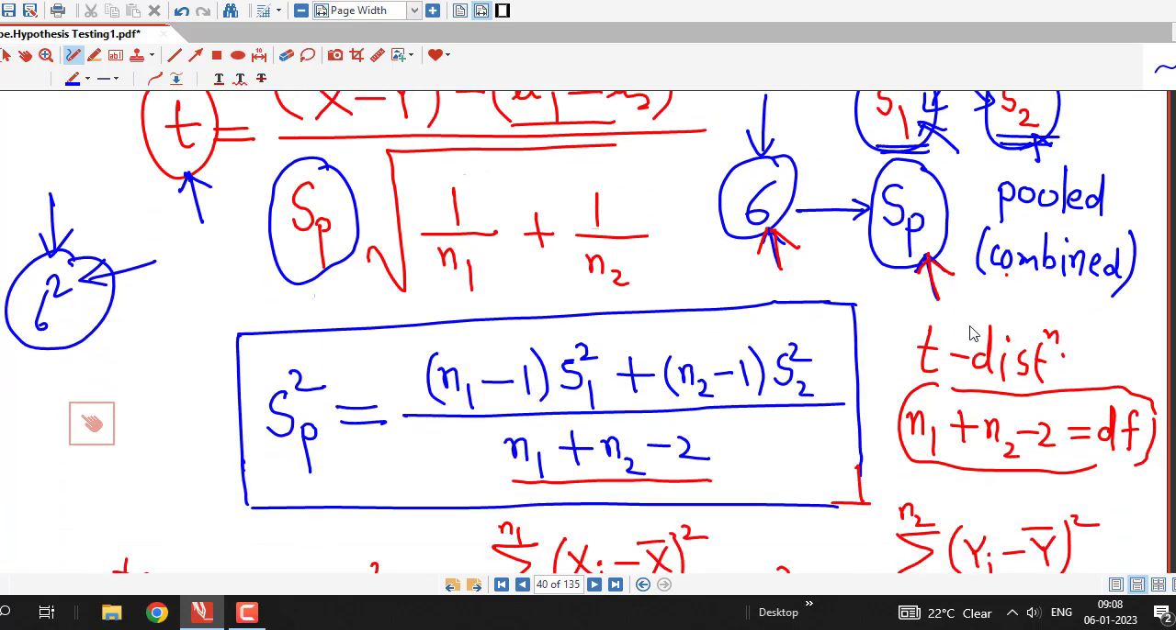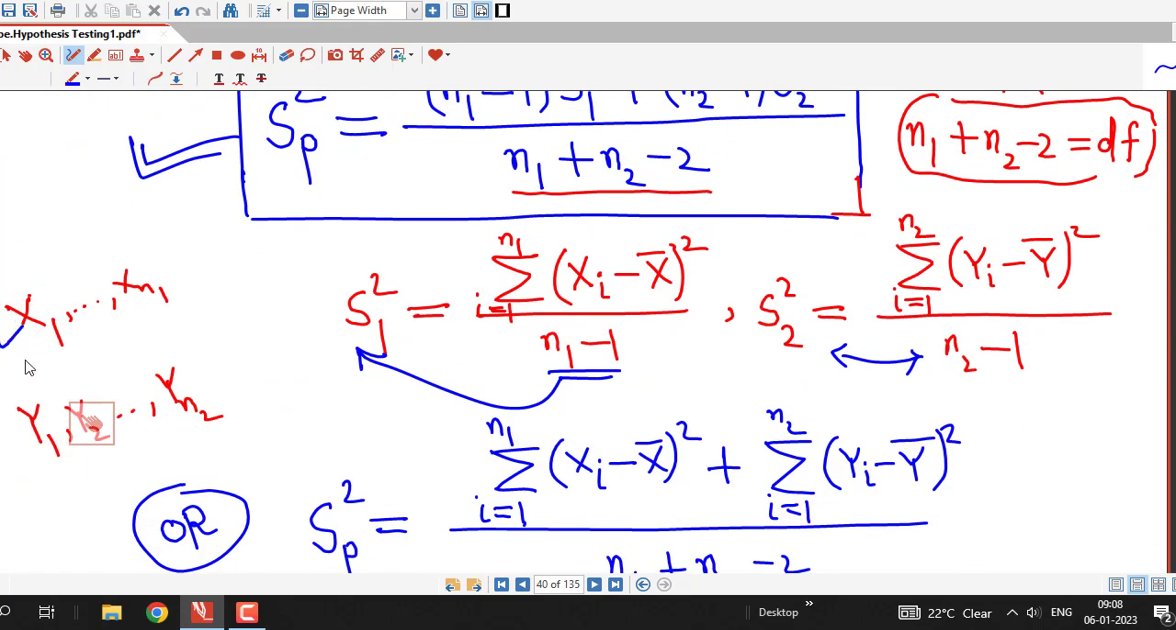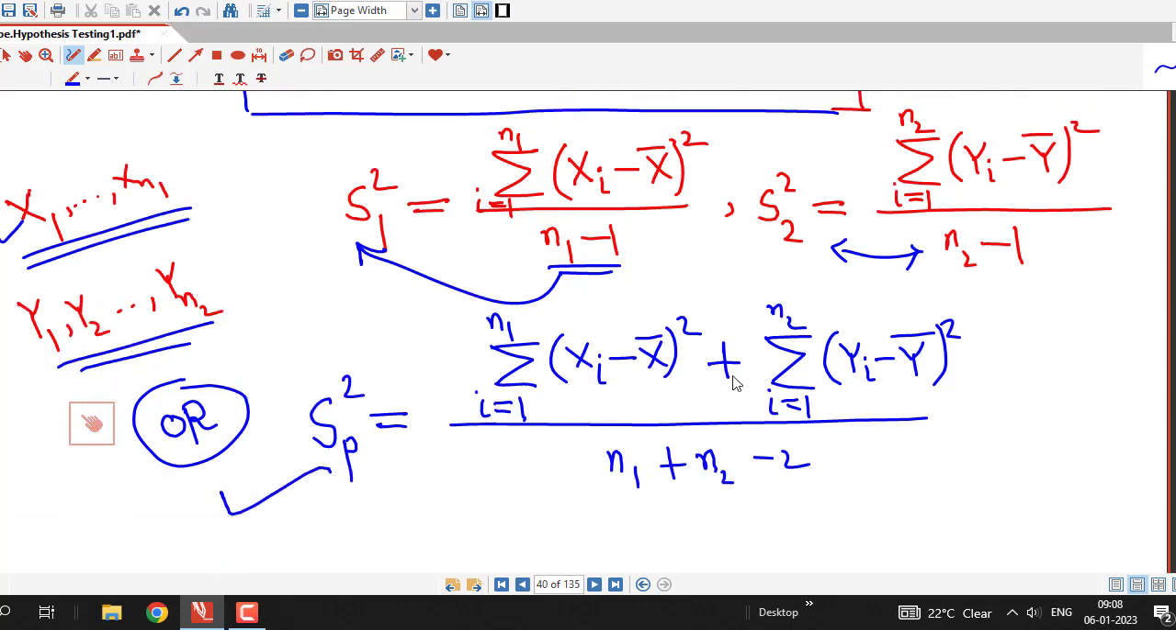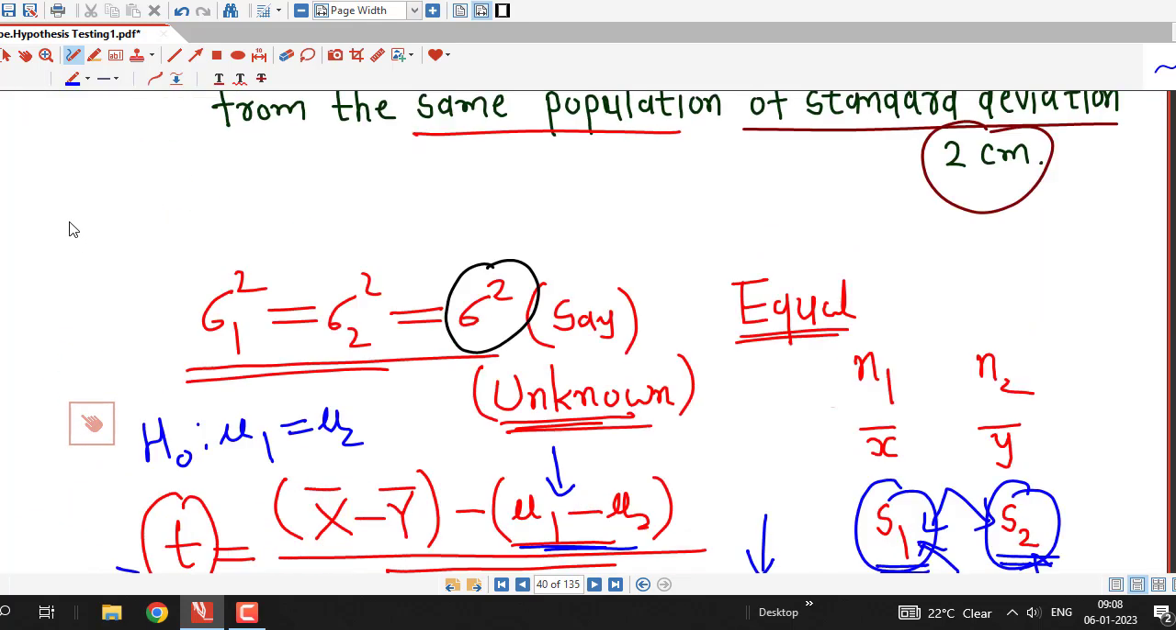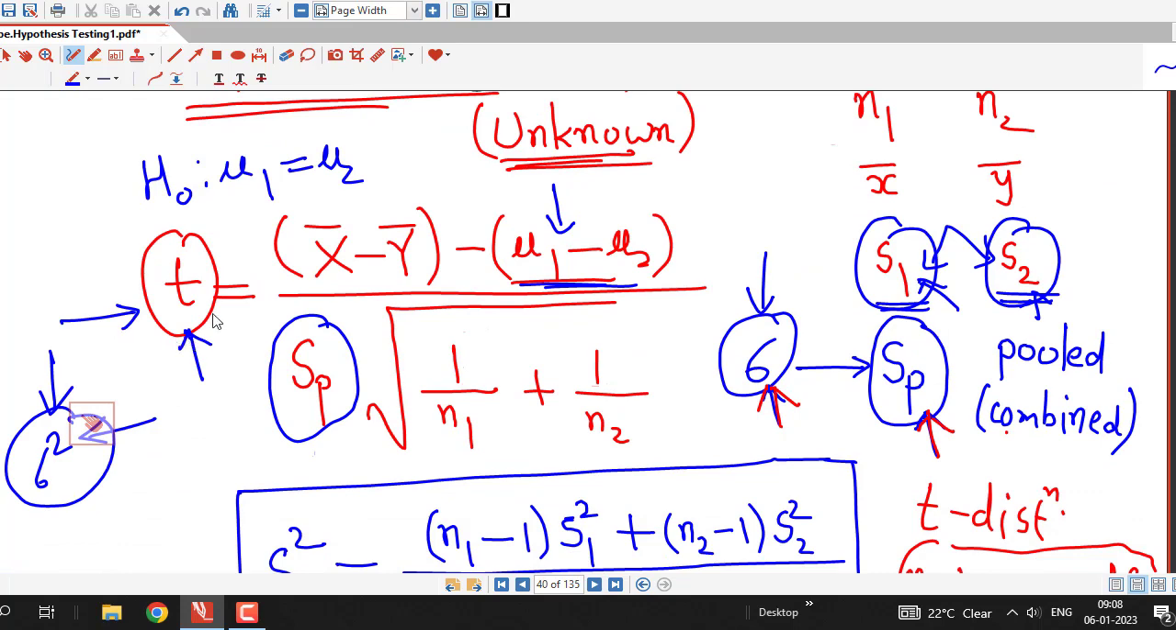So using this information, you can find out this pooled estimator. If your data is given in this form, if you are given observations for both the samples, then you can use this formula. You can just calculate x bar, y bar, and using this formula, you can directly calculate pooled variance. Once you calculate pooled variance, you will be able to decide the value of T statistic under the null hypothesis. Here this is going to be 0 because our null hypothesis is mu1 equal to mu2. Using this formula we will obtain the value of t-statistic.